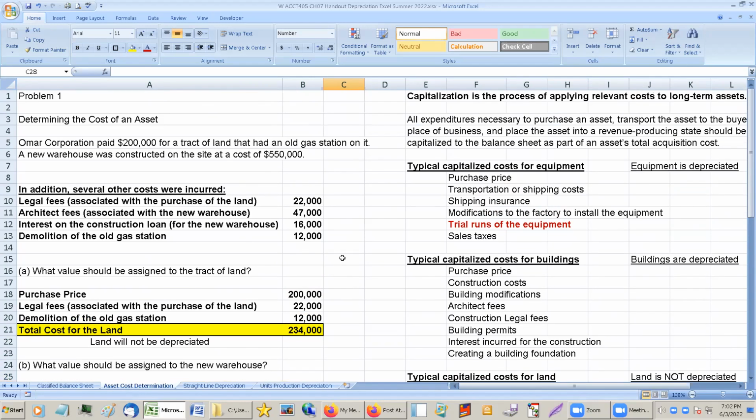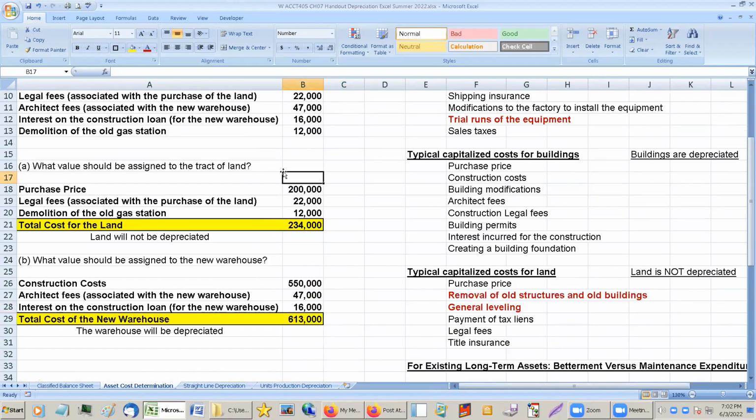Okay, so this is for buying new assets. This is kind of how you break up the cost to it.